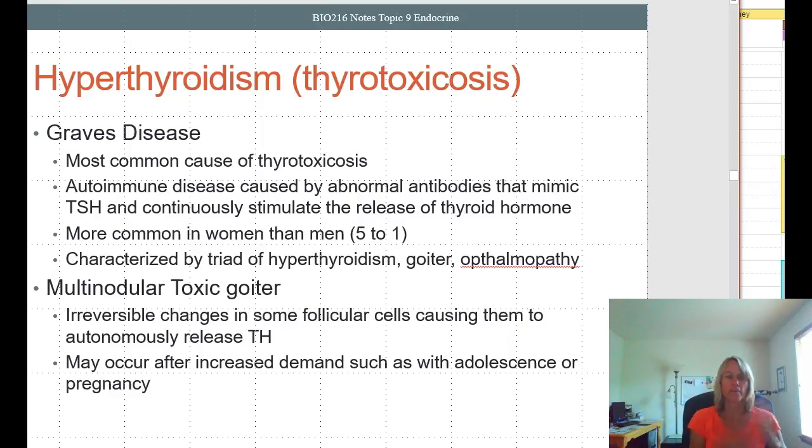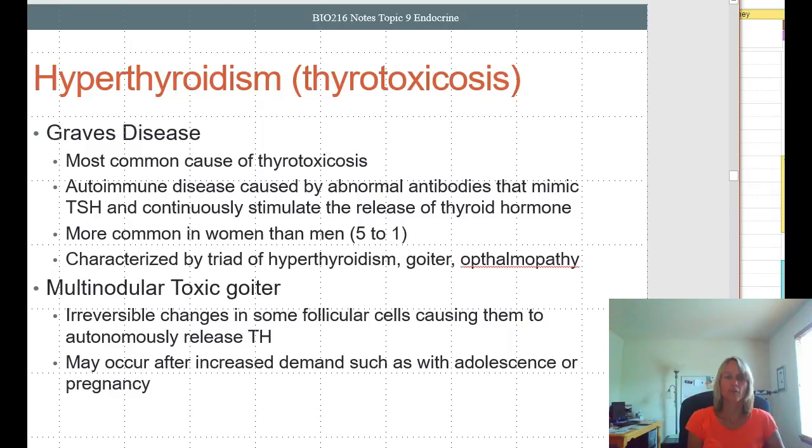Hyperthyroidism, this is where we have too much thyroid hormone. One cause of this is Graves' disease, and that's the major cause. And this is an autoimmune disease that's caused by abnormal antibodies that act just like TSH. So these autoantibodies stimulate the thyroid gland to produce more thyroid hormone. So it acts just like TSH, but it's not TSH.